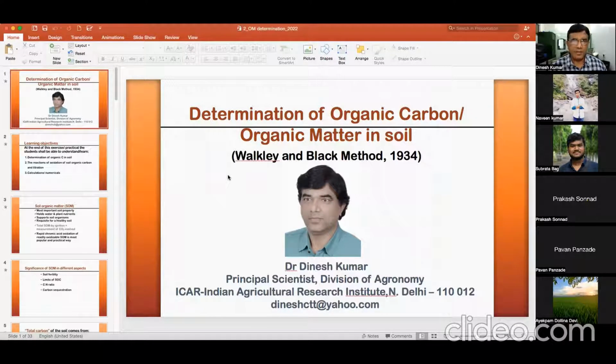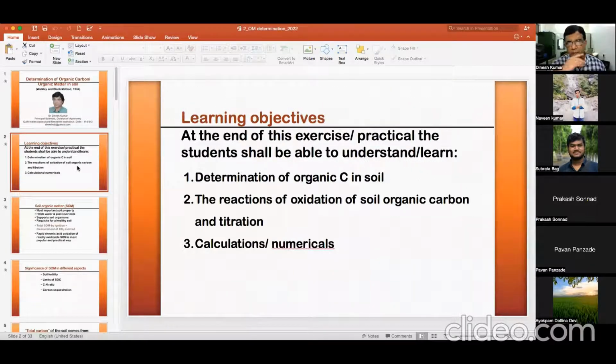And today we have a practical determination of organic carbon or organic matter in soil. So we do not measure organic matter directly in the soil. Practically, we measure carbon or organic carbon, then convert it to organic matter. So if we know organic carbon, we can know the organic matter. So it is mostly estimation of organic carbon, and then we get values of organic matter.